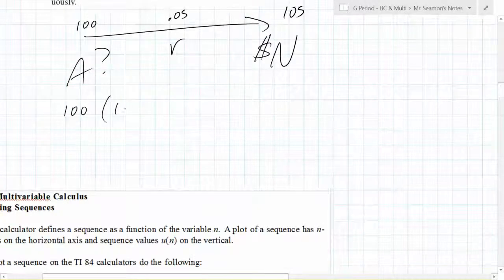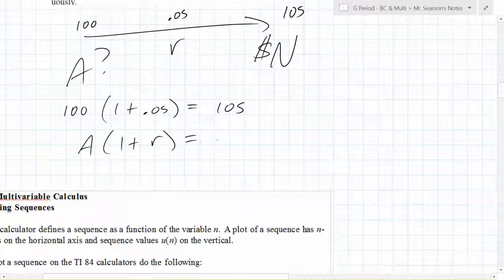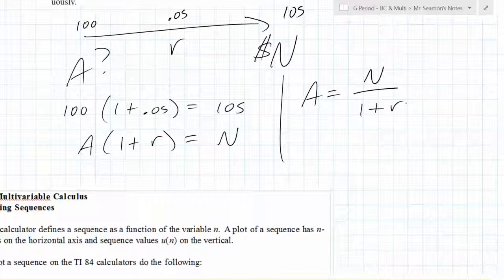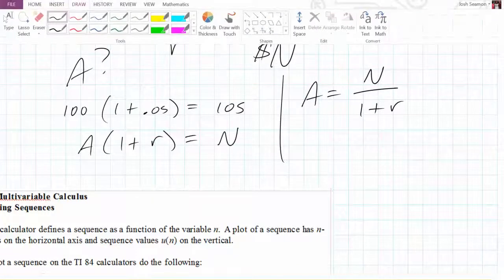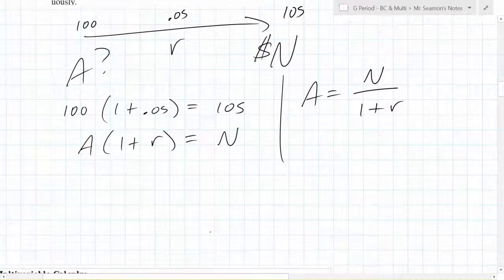We multiplied it by 1 plus 0.05, and that gave us what? 105, right? But let's say we don't know what our amount is, and we know what our rate r is, and that's going to equal what? The total n, right? So what does that mean A is? n over 1 plus r. So the amount we start with is going to be the amount we want over 1 plus r. And how many years did we just do this for? How many compoundings did we do this for? We did it for one compounding. We did it for 1 year.